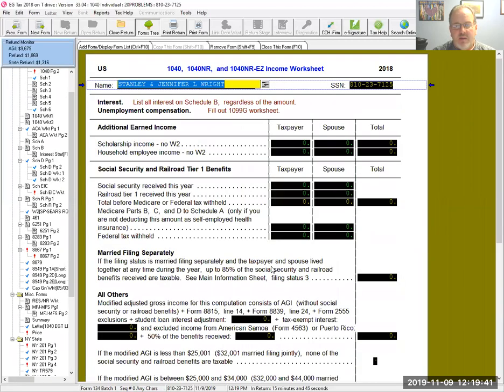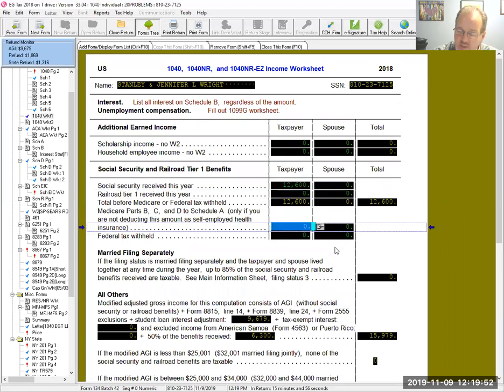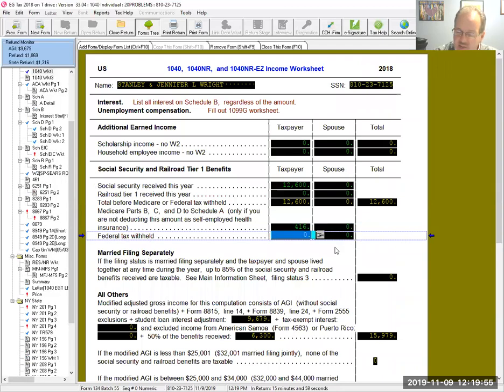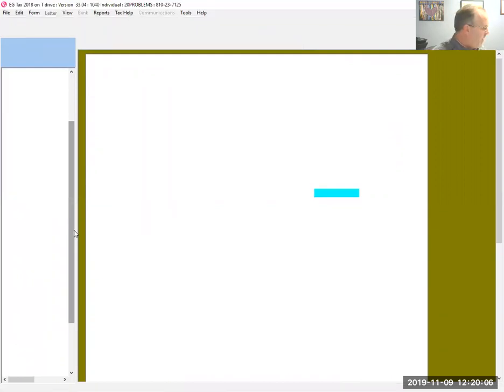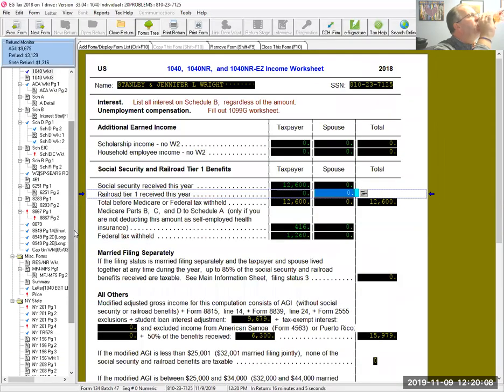That's my Social Security. In this case, we had $12,600. Okay. We had $416 for Medicare and tax withheld of $1,260. Okay. So we had all that on there. All right. So we have everything there. Okay. So we got all of our tax documents in.